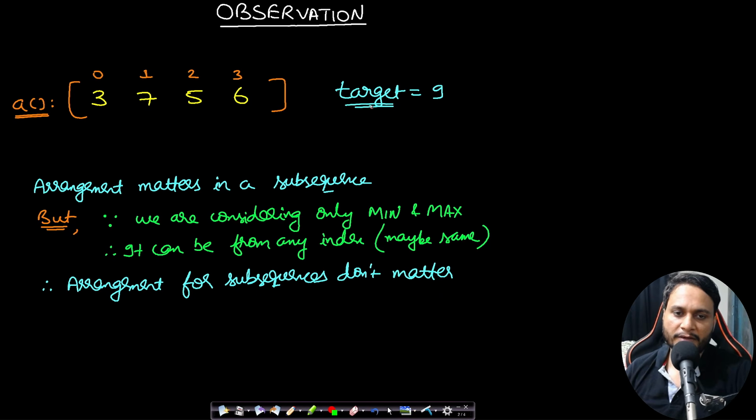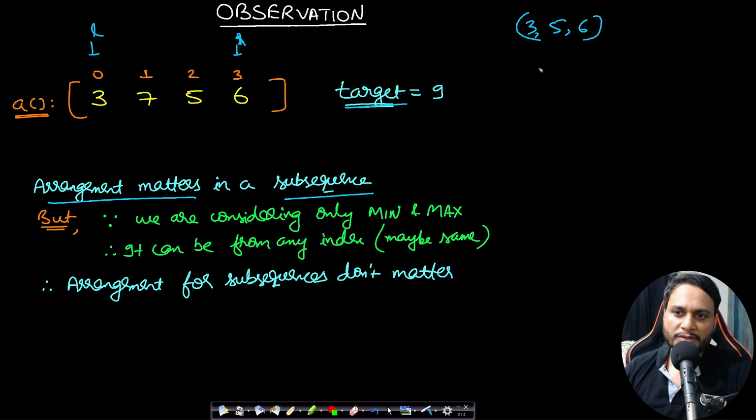In this case, we are given an array of size 4 and the target being 9. We know that if we want to generate any subsequence, arrangement matters in a subsequence. Let's say that I am giving you an L and R range. That means I will be generating a valid subsequence from 0 to 3. Let's say that subsequence is going to be 3, 5, 6.